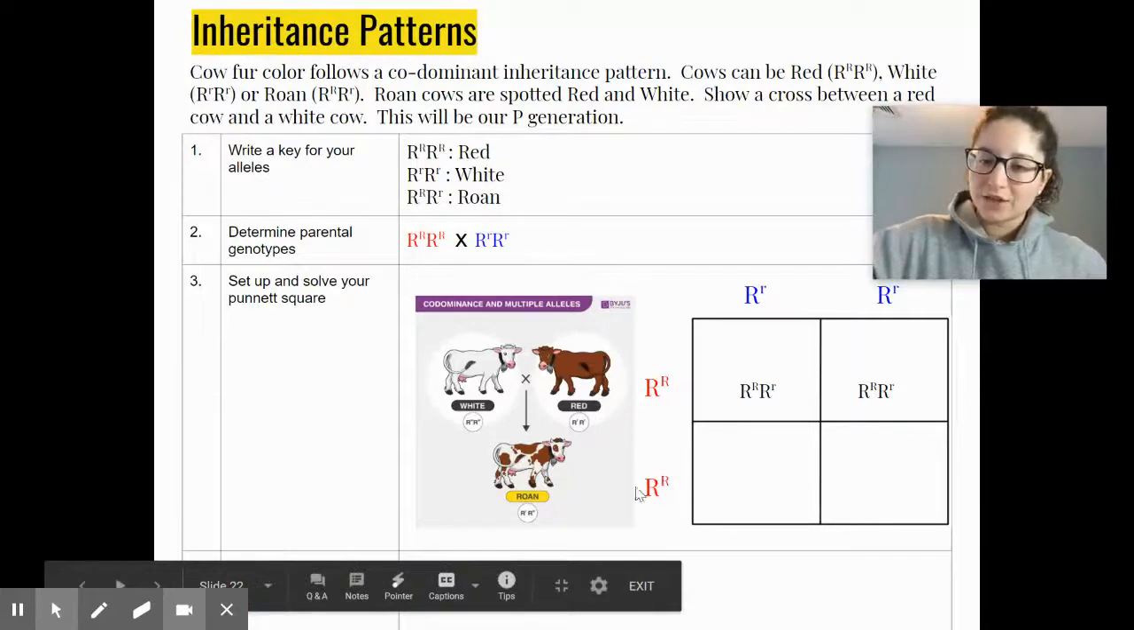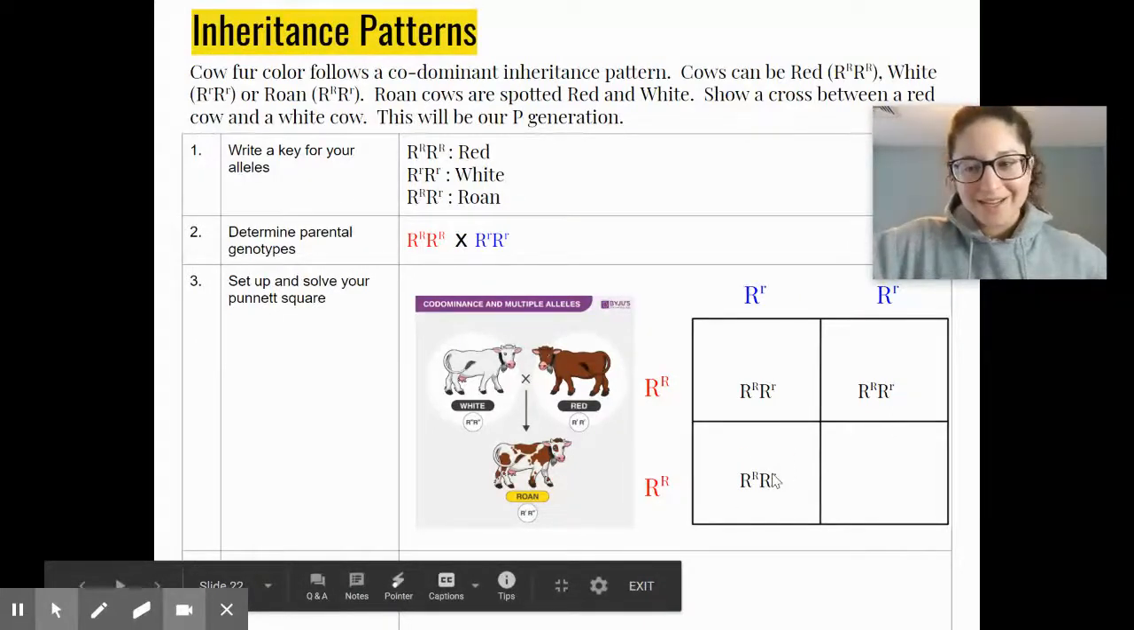Same thing in this box. We bring this gamete over here. This gamete comes down here. So we get fur color red, fur color white. And same thing in this last box here. We take this gamete, bring it over. This gamete, bring it down. Fur color red, fur color white.